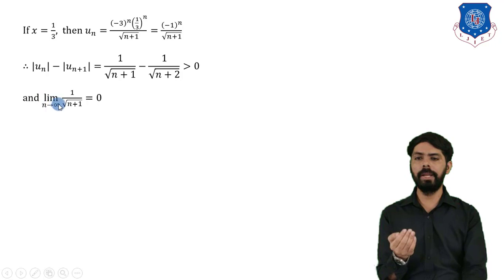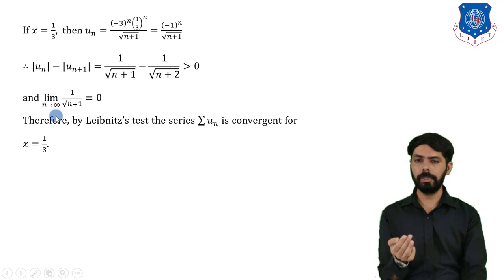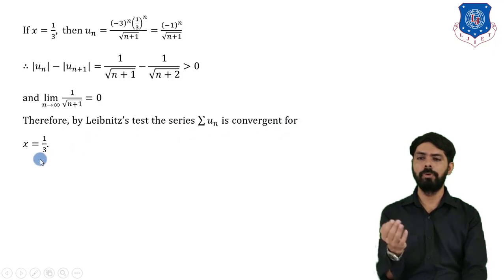And limit n tends to infinite 1 divided by root n plus 1 is equal to 0, because here we will replace n by infinite, so 1 upon infinite will be 0. Therefore by Leibniz test, the series sigma un is convergent for x equal to 1 divided by 3.